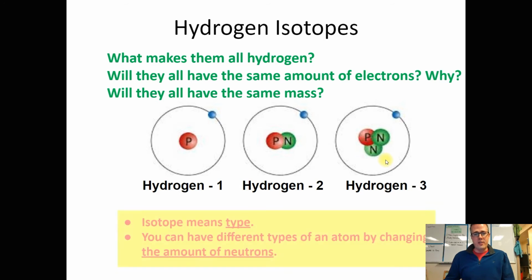And we have a name for this. Isotope is the word we use to talk about different types of atom. So there are three isotopes of hydrogen on your screen. Isotope is just a Greek word that means type. You can have different types of an atom by changing the amount of neutrons. Pause this if you need to add these notes to your paper still.